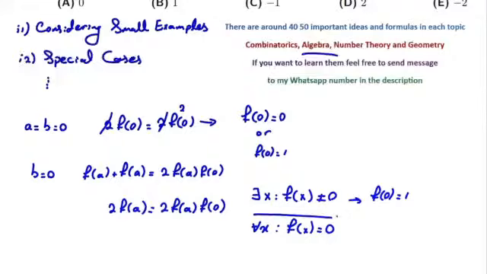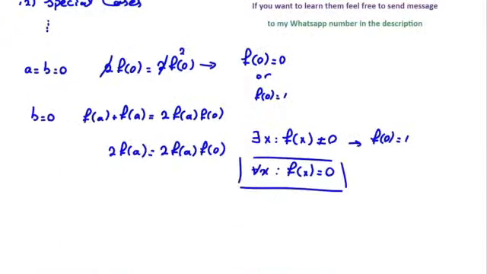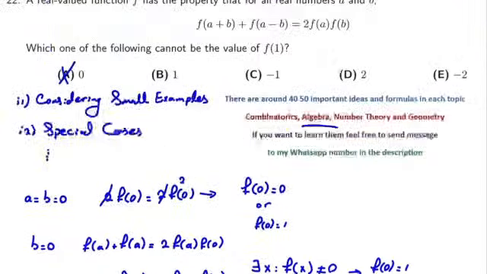And let's check this part. Is it correct? Does it satisfy the equality? Zero, zero, zero. Okay, so we can reject which choice? Choice A, because f of 1 can be 0.